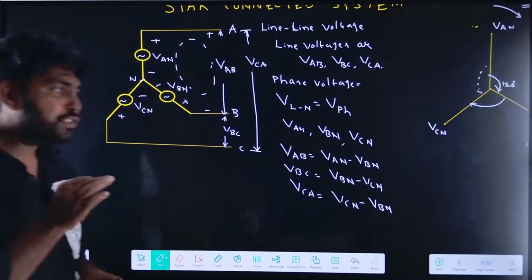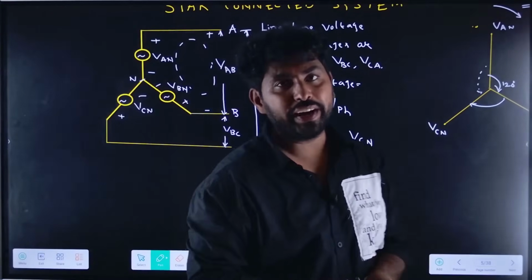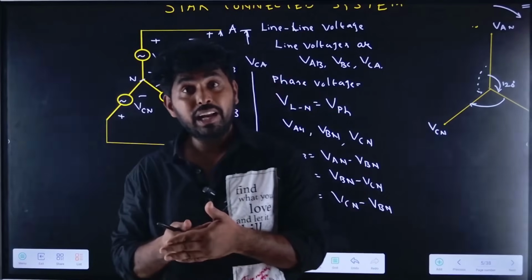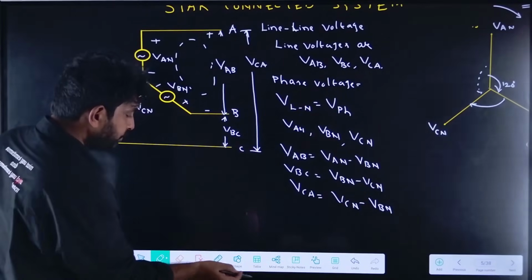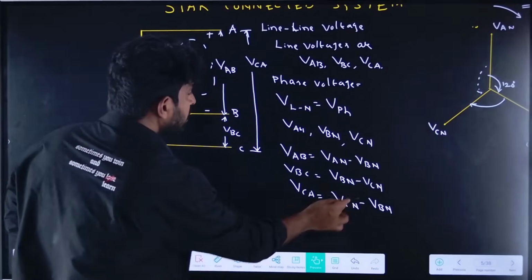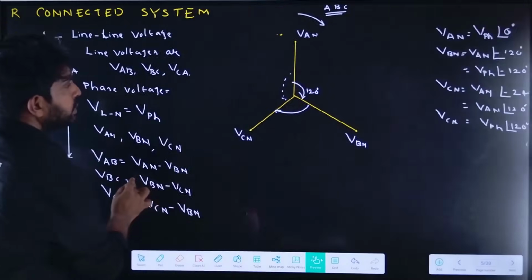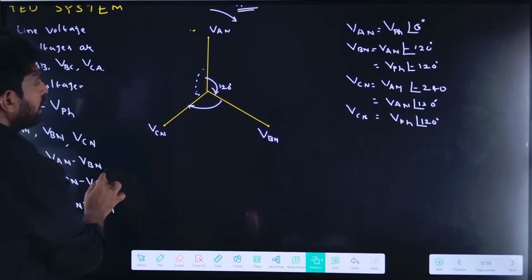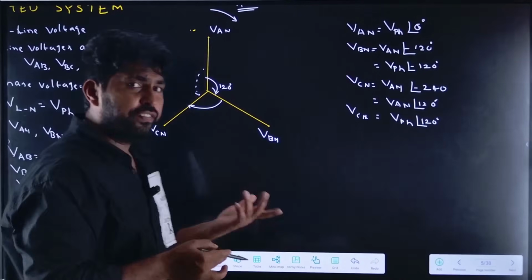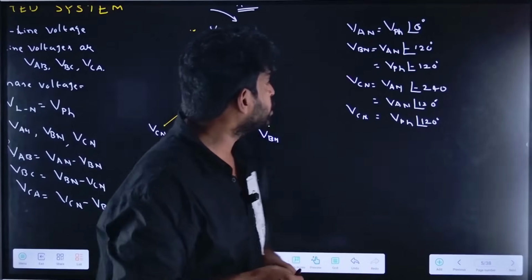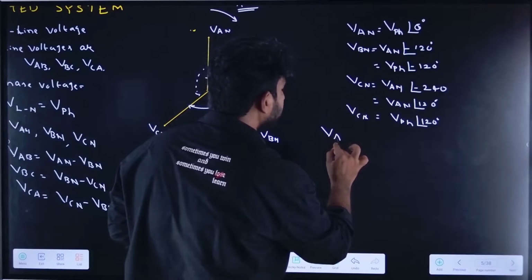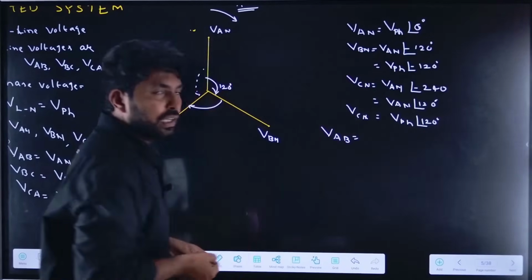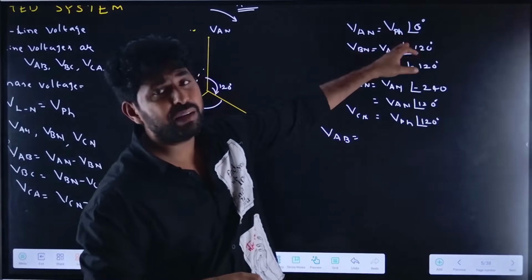So now let us find, one by one, the line voltages. Let us obtain the relation between the phase voltage and line voltage. Let us find VAB from this. First, let us find it without the vector diagram. So VAB equals VAN minus VBN.